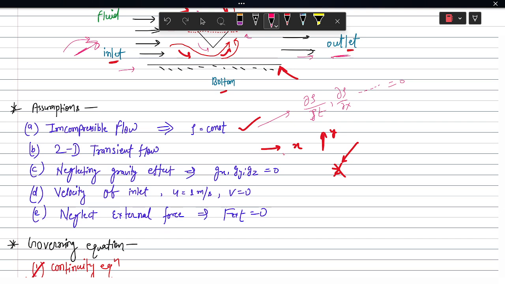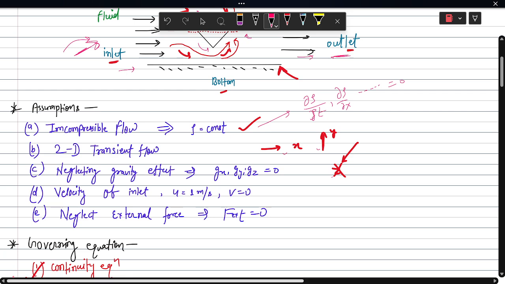The fluid flows only in the x direction and y direction, not in the z direction. Third, neglecting gravity effects, so gx, gy, and gz, all three terms are zero. Fourth, the inlet velocity u is equal to 1 meter per second and v is equal to 0. Lastly, neglecting external force, so there is no external force in this system.